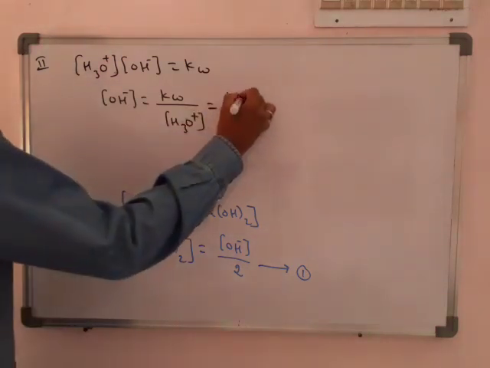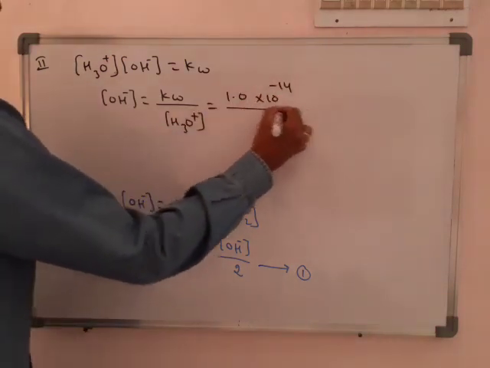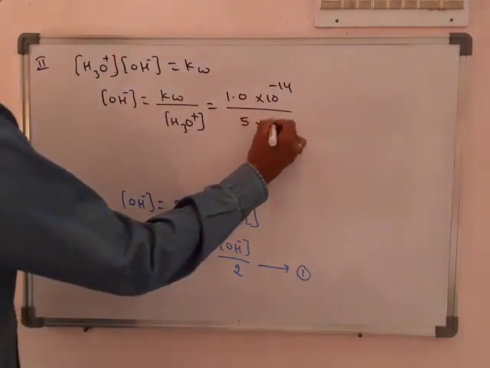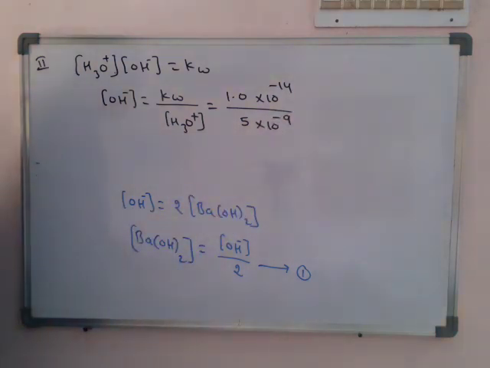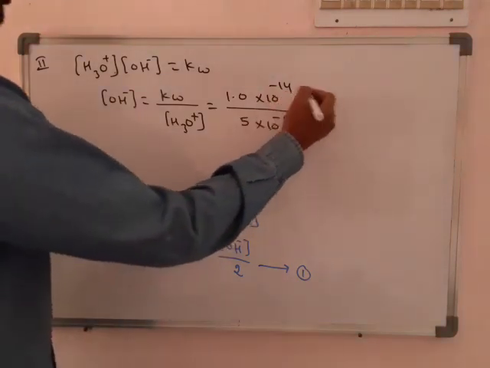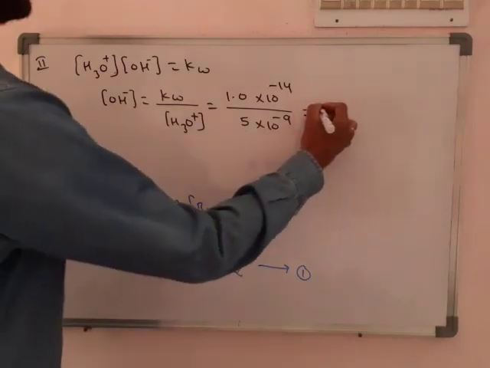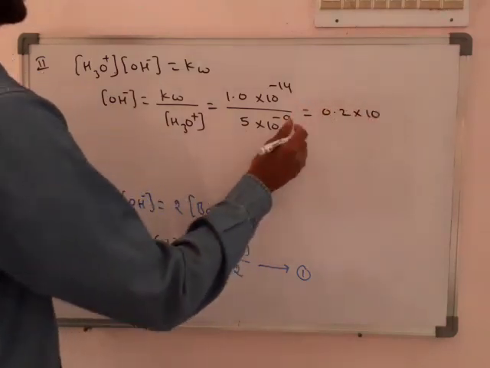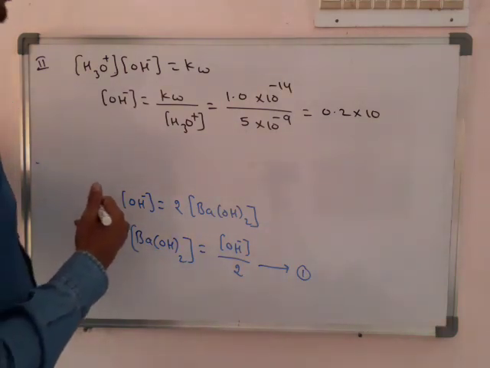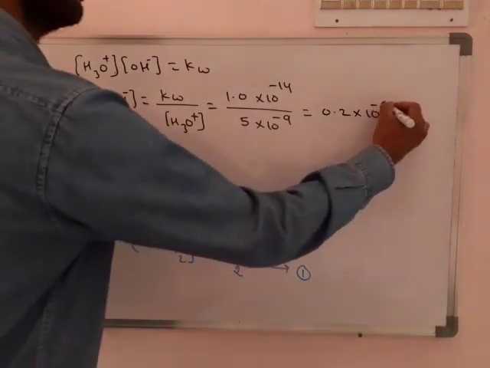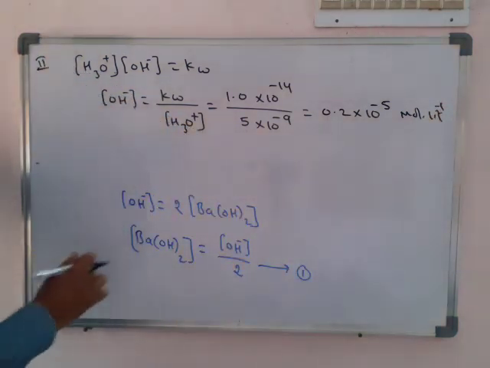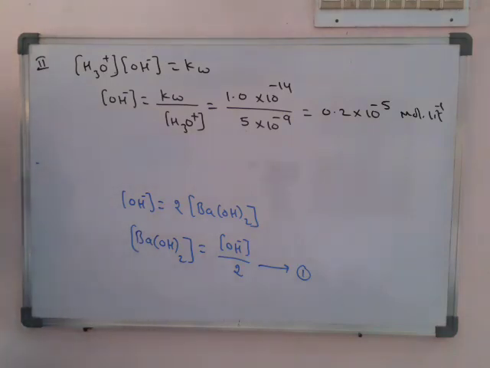So what is the Kw? 1.0 into 10 to the power of minus 14 mole square per liter square. H3O plus is given in the problem, that is 5 into 10 to the power of minus 9 moles per liter. Moles per liter cancel. That's 1 by 5, we write 0.2, into 10 to the power of minus 14 plus 9. So the concentration of OH minus is 0.2 into 10 to the power of minus 5.